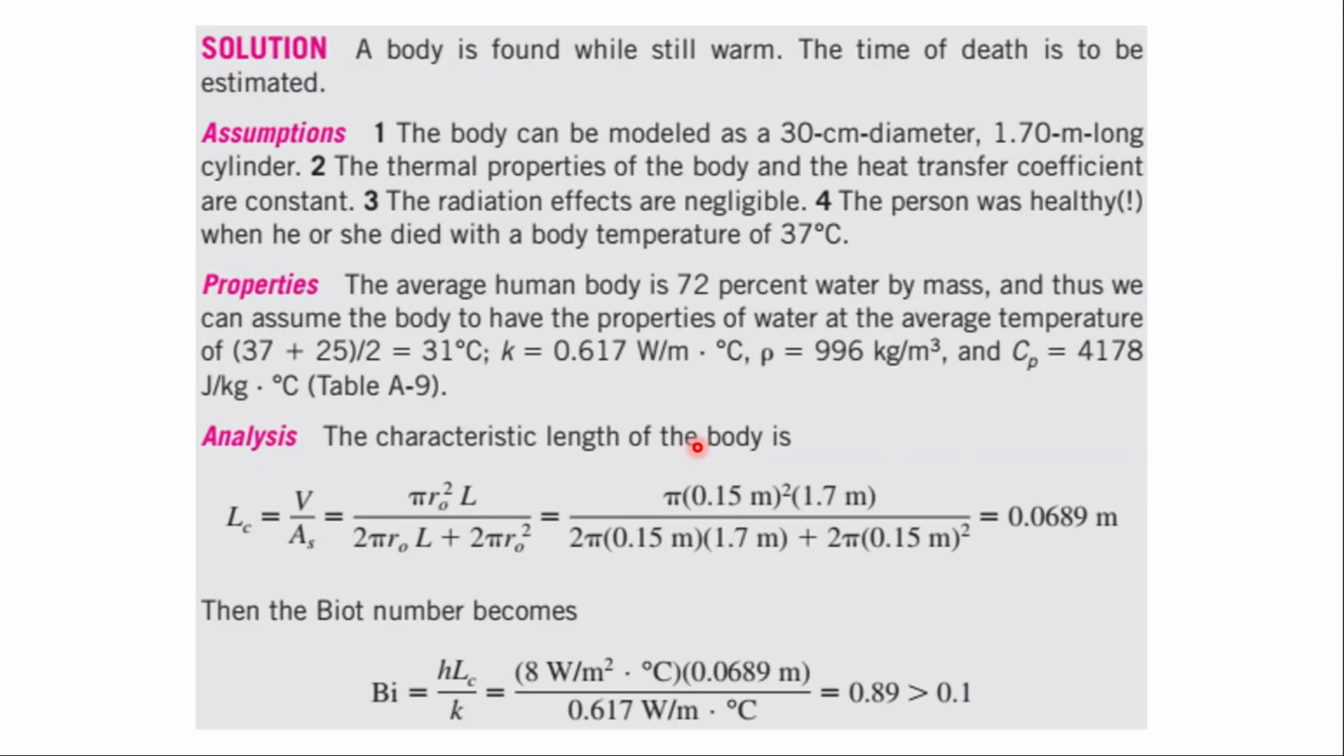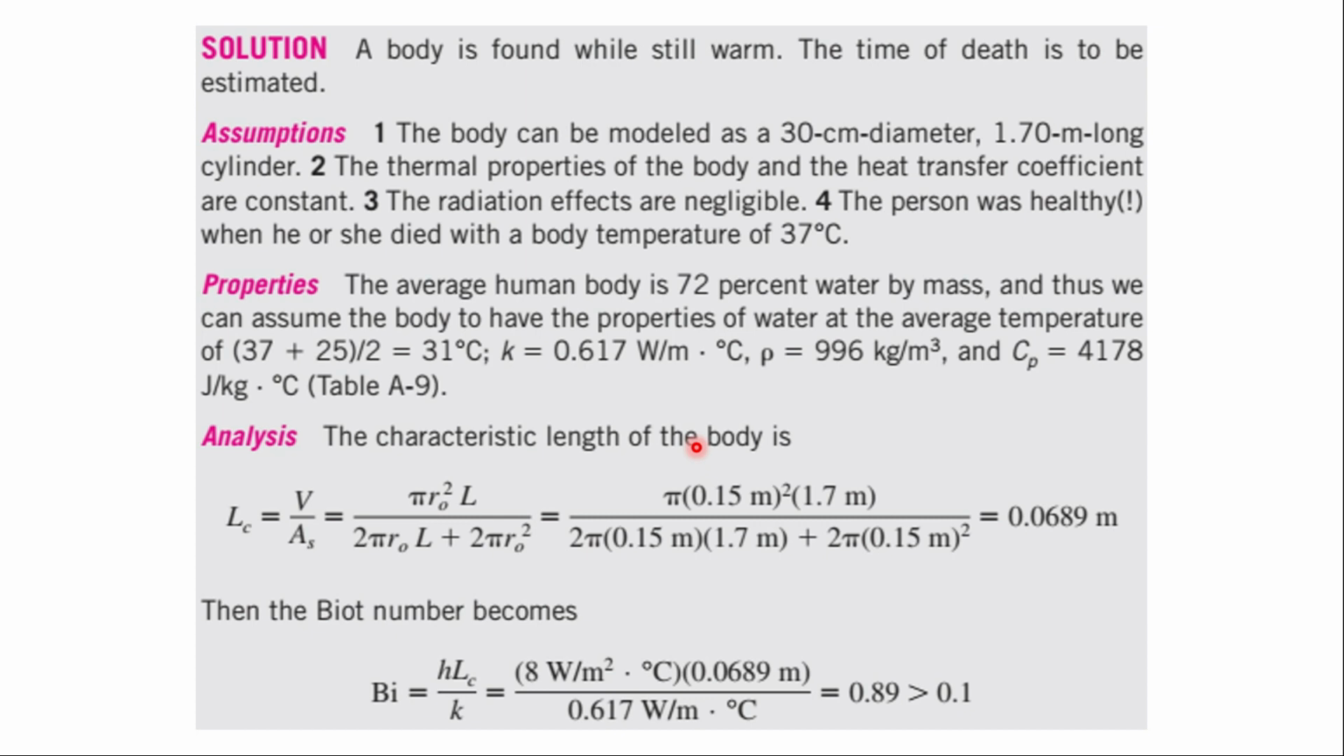A body is found while still warm. The time of death is to be estimated. For that we have to take certain assumptions. The first is that the body can be modeled as a 30 centimeter diameter and 1.70 meter long cylinder, which is given in the question statement. The thermal properties of the body and the heat transfer coefficient are constant. The radiation effects are negligible, which means that the radiation heat transfer for this particular case is negligible. The person was healthy when he or she died, with a body temperature of 37.